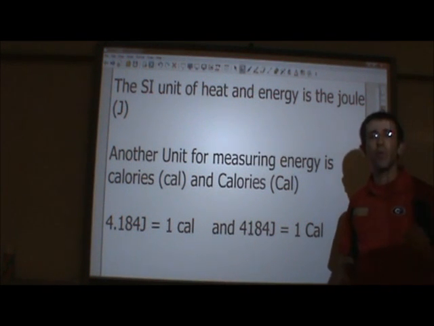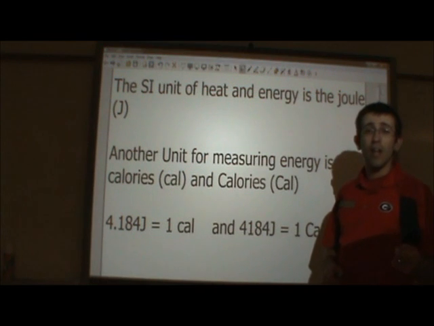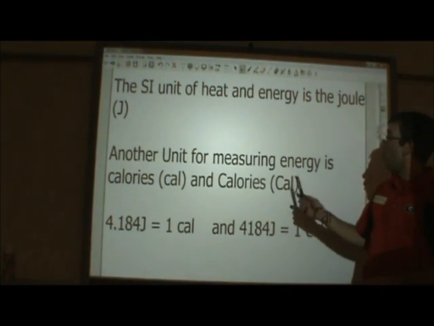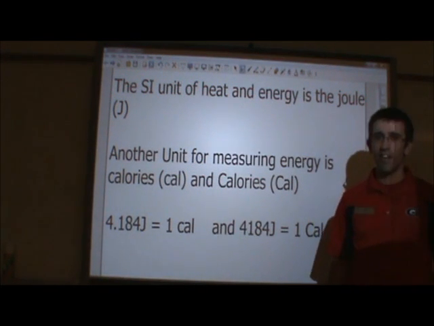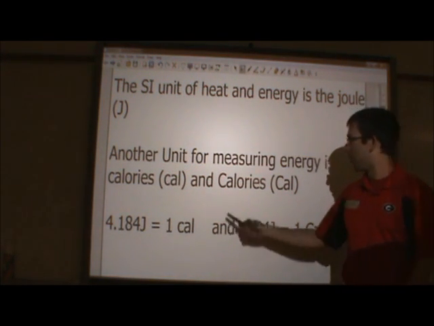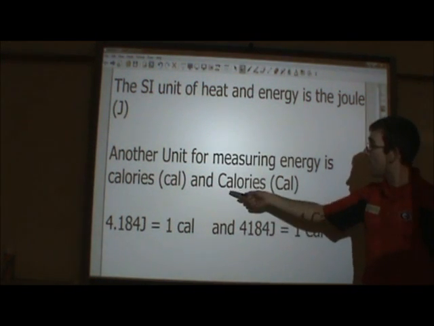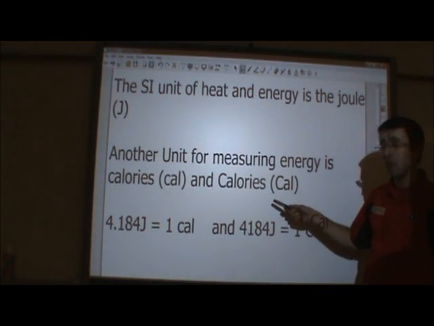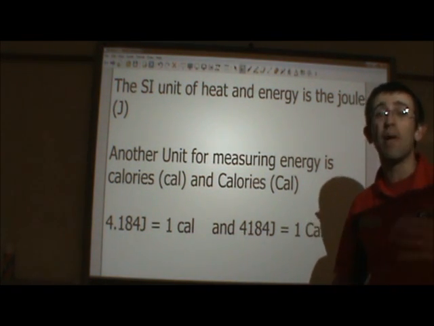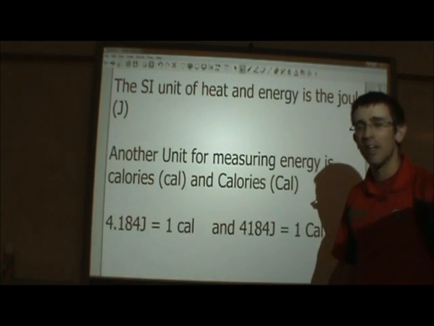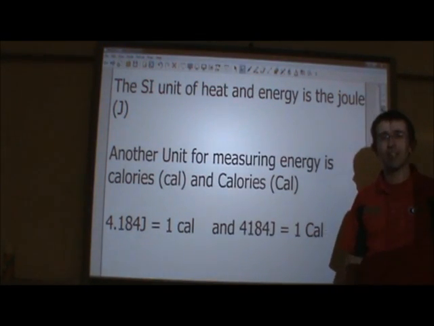Now there's another unit we will use and talk about a little bit in here, and you're more familiar with this one. There are two forms of it. We have calories, and notice this is little c calorie. And then we have big C calories. This is what you hear all the time. Big C calories are nutritional calories, what you see on bags of barbecue potato chips.